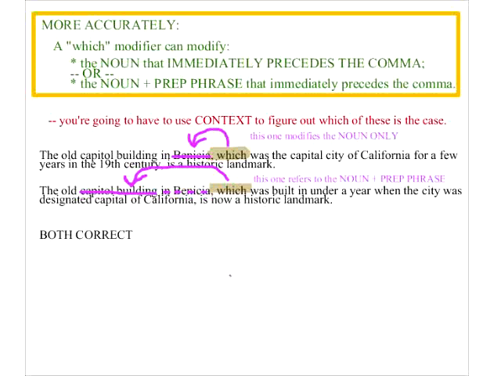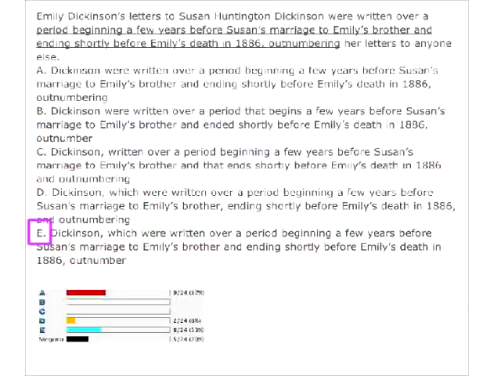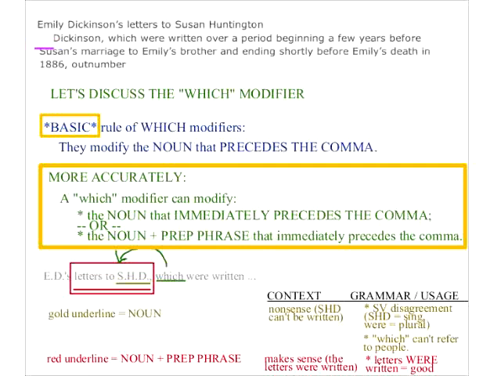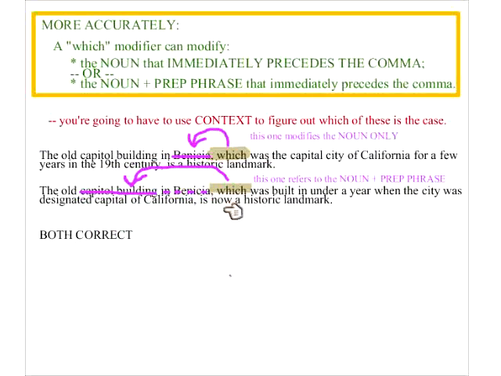These are both legitimate. We only have one example problem today because, frankly, once we've given you this rule, you have the rule, and to give more examples would be sort of redundant. But here's our example problem. We'll do a quick coverage of the rest of what's happening in this problem in a second. But we do have a correct answer in which the which modifier is referring to letters to Susan Huntington Dickinson. Any questions about these two examples? Smiley face if these make sense. Questions in the text box if you've got them.